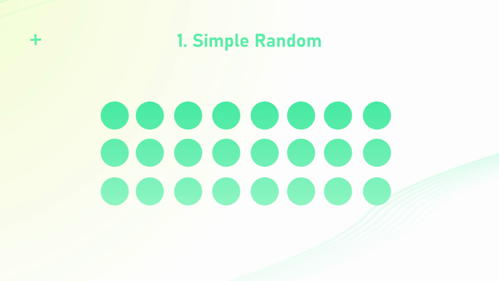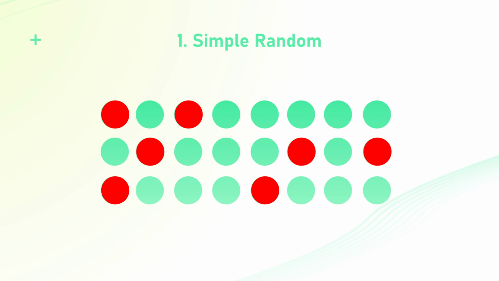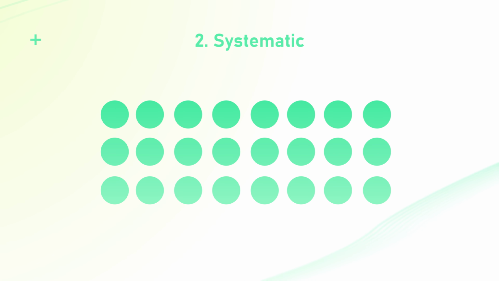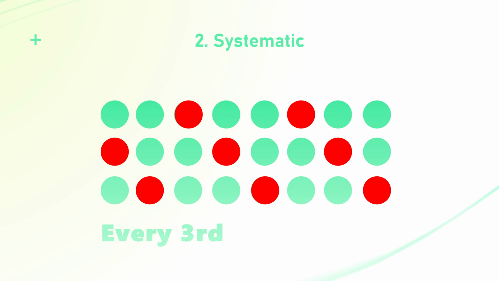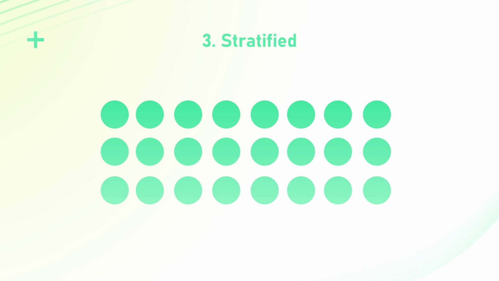You have simple random, whereas the subset is chosen at random. You have systematic, where the subset is chosen at an interval. Then there's stratified. The subset is chosen based on similar characteristics, like if you have red hair and constantly get made fun of, or constantly get asked where my pot of gold is.